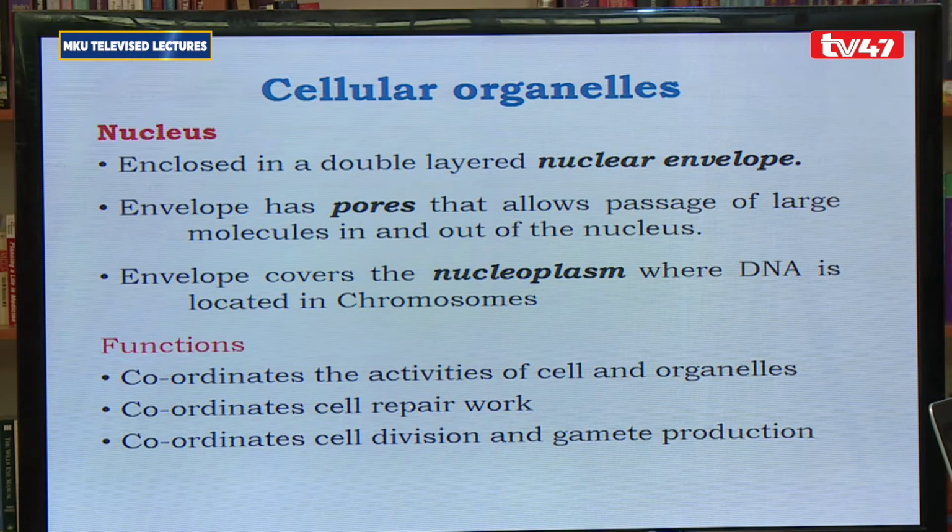It also coordinates cell division and gamete production. The process of cell division is when a cell divides to create new cells. And gamete production is when we are producing cells like sperm cells and egg cells, or ova, which have half the amount of DNA as an original somatic or body cell. So to create those gamete cells, it is the nucleus that coordinates all that particular work.